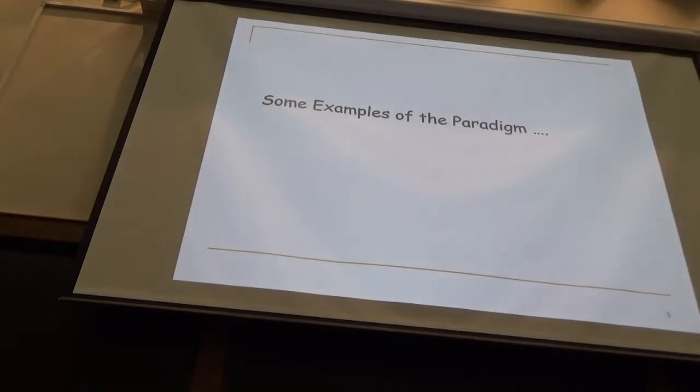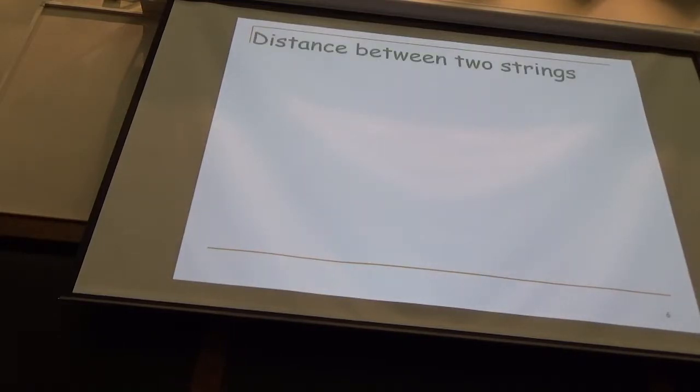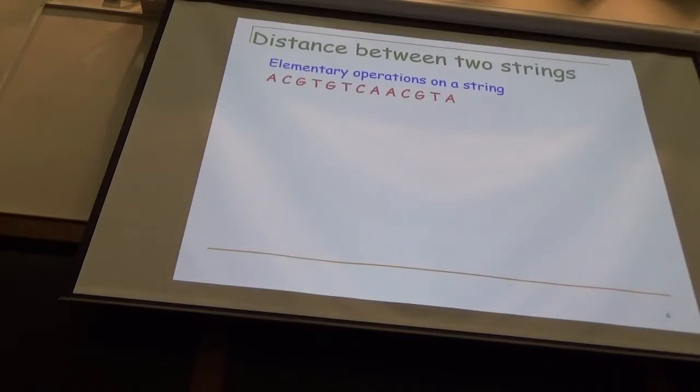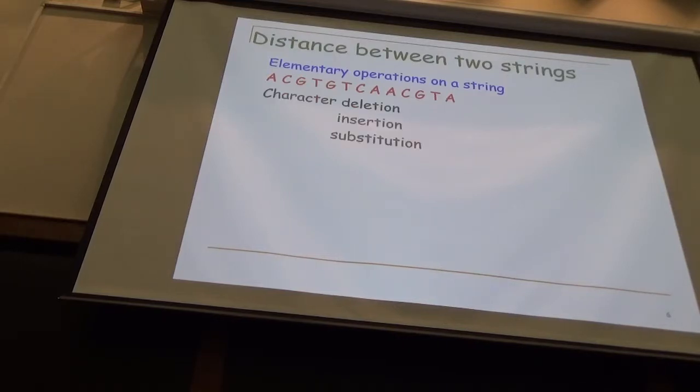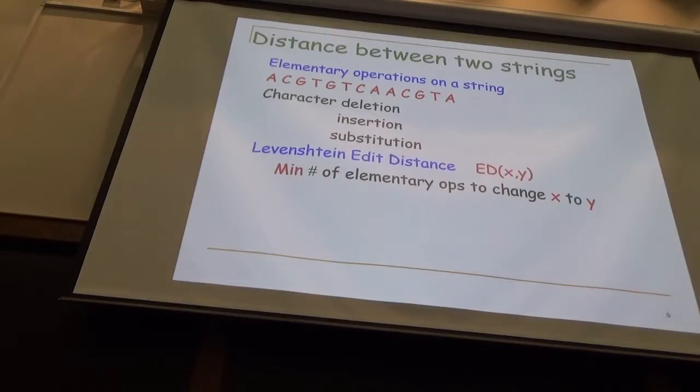So let's look at some examples. A very common thing is if you have some distance function between two strings. So you have two strings, and say, I look at the elementary operations. A character deletion costs 1, an insertion costs 1, a substitution costs 1. And the so-called Levenshtein distance, or edit distance, between the two strings is the minimum number of elementary operations to change x to y.